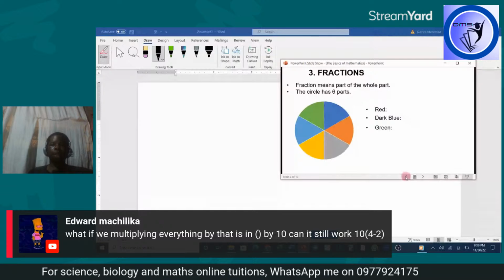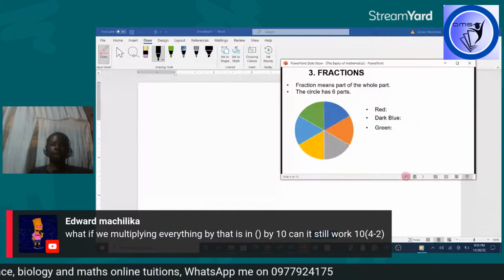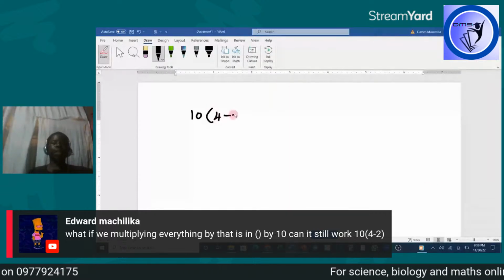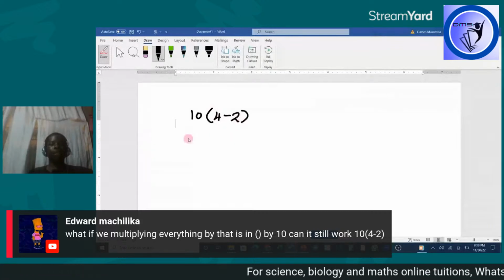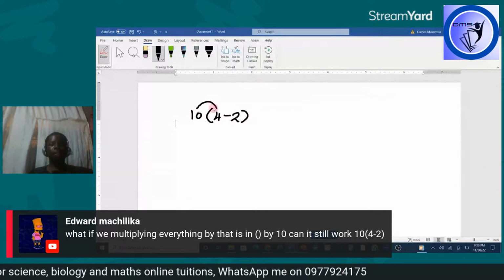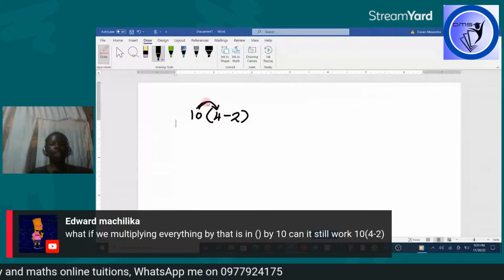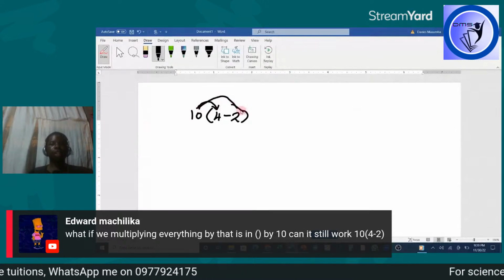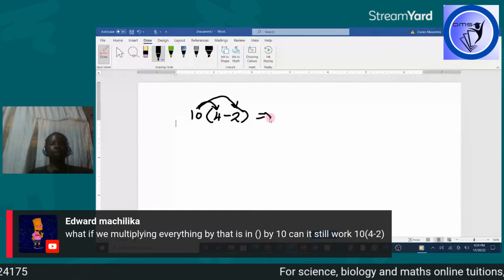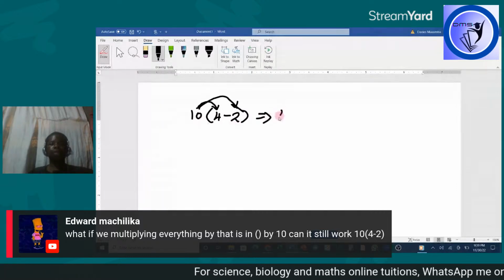Guys, just be patient. Okay, we have 10 like this, open brackets 4, then minus 2, close brackets. Then Edward said, what if you multiply 10 with everything in the brackets? How does it move? First, you multiply 10 with 4, then again 10 with 2. So the result will be the same. Okay, so how is it going to be? You are going to say 10 times 4, which will be 40.